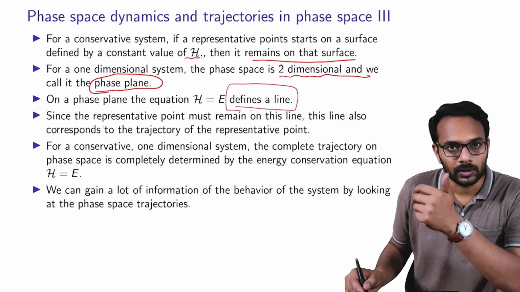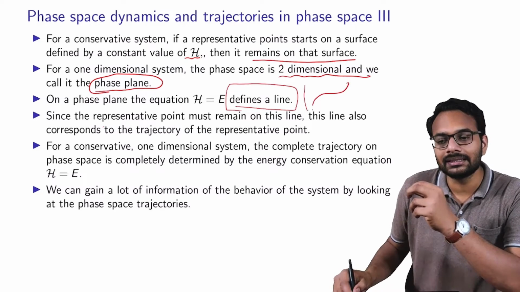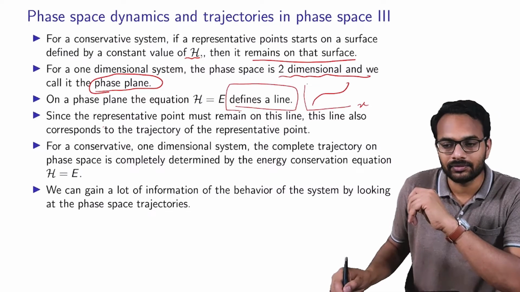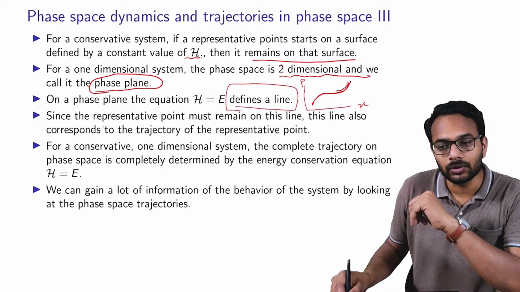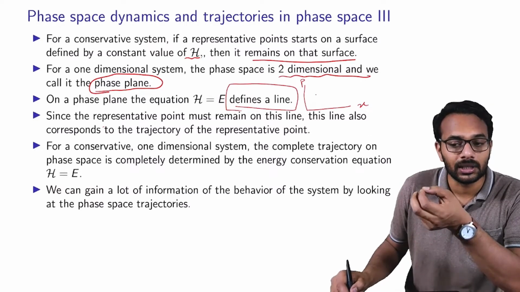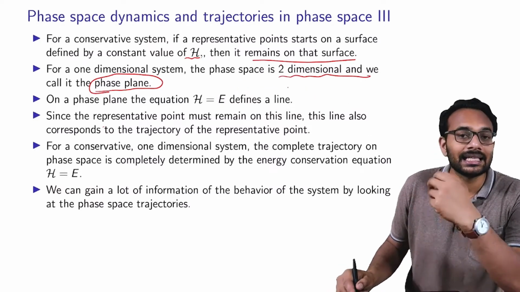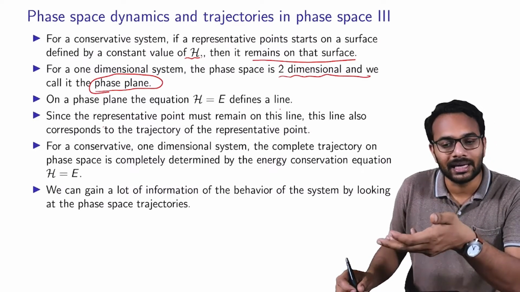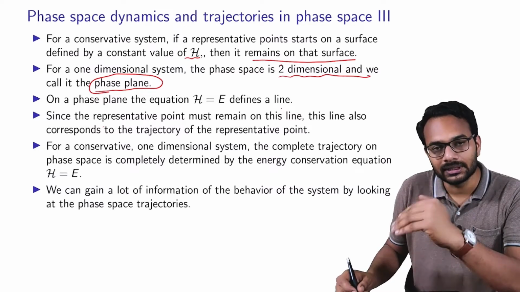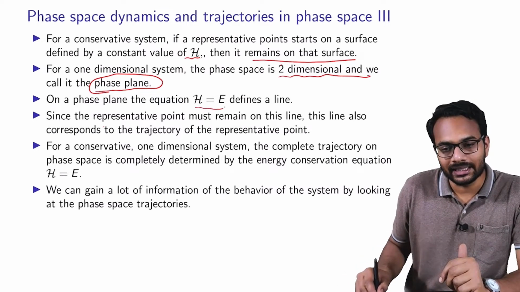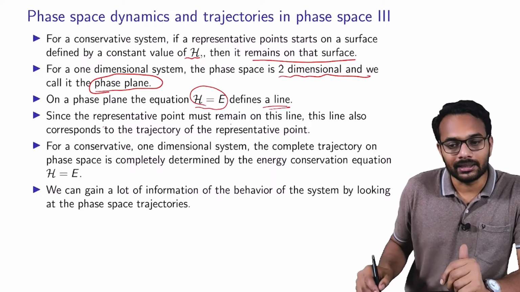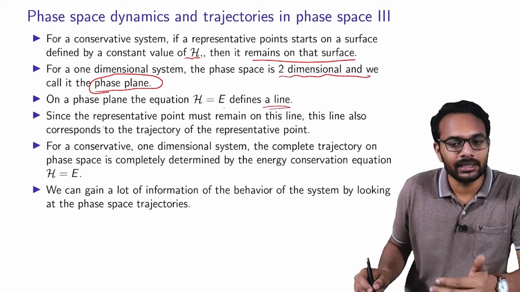But on the phase plane, the energy conservation equation for a conservative system defines a line. Suppose this is the line defined by h equal to E in the phase plane, x and p_x. If the system starts at one point, it has to remain along this line because energy is conserved. This is a contour connecting all the points in phase space corresponding to a particular value of the energy. So the trajectory has to match this line, because the representative point must remain on the surface of constant energy. Here that surface is just a line, and the trajectory is also a line, so these lines have to be the same.